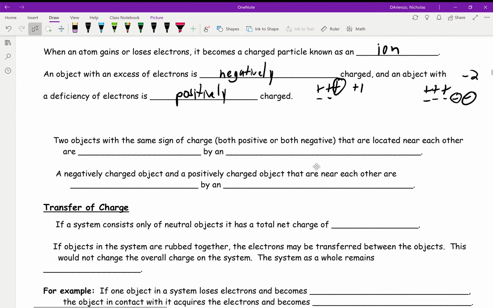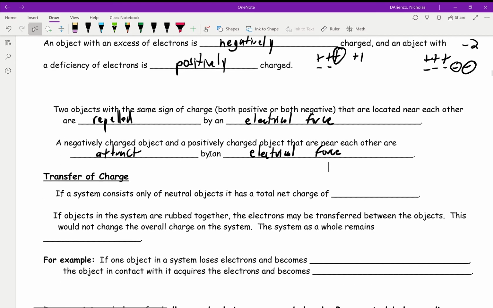Now, 2 objects with the same sign of charge, either both positive or both negative, that are located near each other are going to be repelled. So like charges repel, and they'll be repelled by an electrical force. A negatively charged object and a positively charged object that are near each other are going to be attracted. Remember, opposites attract, and they'll be attracted by that same electrical force. So like charges repel, opposite charges attract.